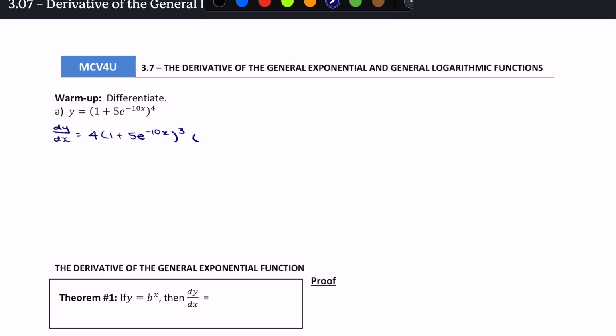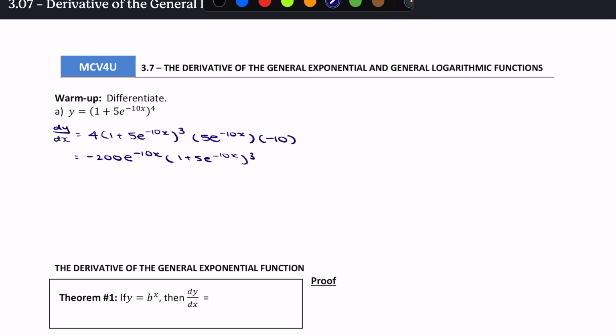So the derivative of 1 is 0. And we have 5e to the power of negative 10x. And then we have to derive the exponent as well. And that will be negative 10. So here we can simplify. And so when we simplify, we can multiply the 4 by the 5 and the negative 10. So it'll give us negative 200e to the power of negative 10x. And we still have the (1 plus 5e to the negative 10x) to the power of 3.